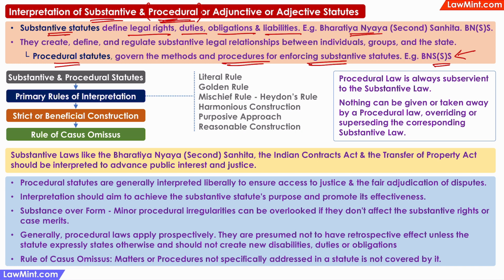And if a substantive law needs some interpretation, then the courts will first apply the primary rules of interpretation, such as the literal rule, the golden rule, the mischief rule, etc. And the outcome is interpreted either strictly or beneficially depending on the nature of the statute. Is it a penal statute, is it a welfare statute, or any other type?